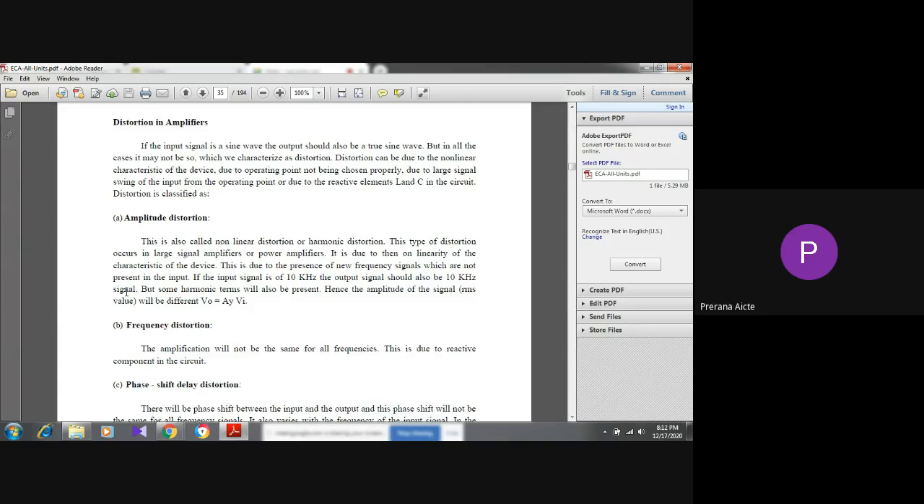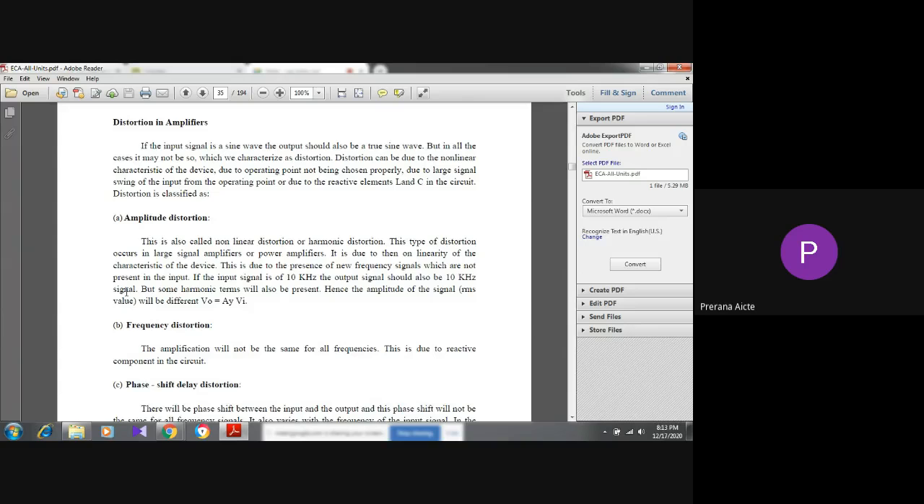So this is due to the presence of new frequency signals which are not present in the input signals. Suppose the input signal is 10 hertz, the output signal has some more frequencies than the input signal frequency. That's why this is called harmonic distortion. Those new frequency signals are called harmonics. If the input is 10 kilohertz, the output signal should also be 10 kilohertz, but some harmonic terms will also be present, hence the amplitude of the signal will be different. Such distortion is called amplitude distortion, nonlinear distortion or harmonic distortion.